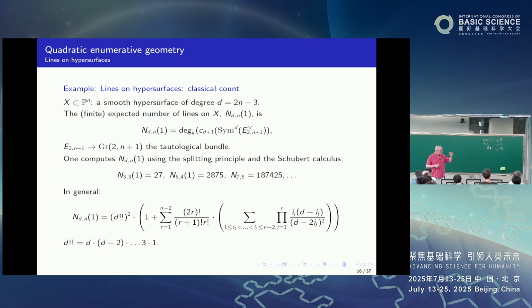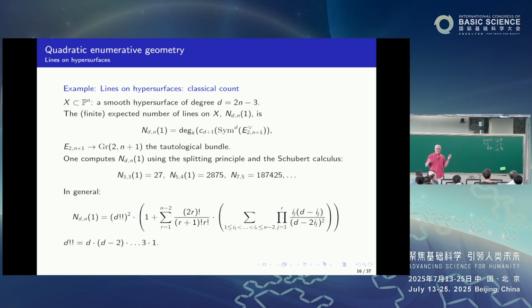And it has the canonical rank 2 tautological subbundle. Now, if your X is given by a homogeneous form of degree d, you restrict to each of these two planes, you get a polynomial of degree d on the two plane. In other words, a section of Sym^d of the dual of that bundle.